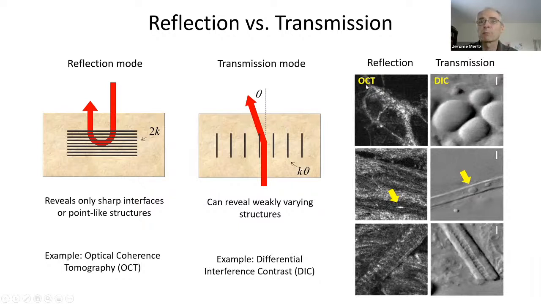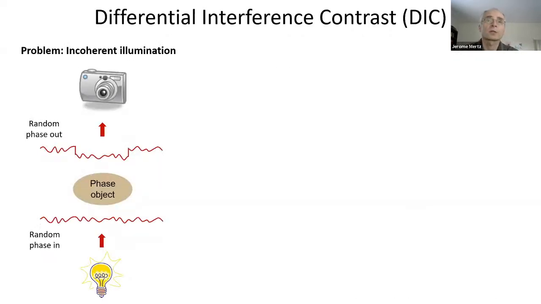Here's an example where we compare OCT imaging and DIC imaging in the same sample. This is mouse skin. And you can see that, for example, fat droplets inside the mouse skin, you can't see them with OCT. They just appear as dark voids. But with DIC, you can see them very well. So I'll talk a lot about differential interference contrast in this talk.